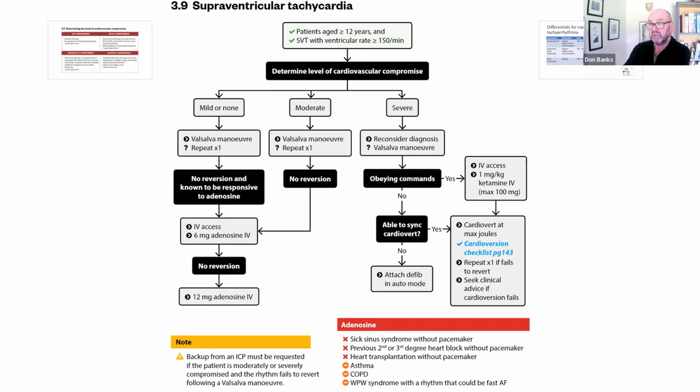Okay, so what are we going to do? Well, we need backup from the ICP because she's moderately or severely compromised. If they fail to revert after our first Valsalva, just looking at the yellow box, we want to try a Valsalva.